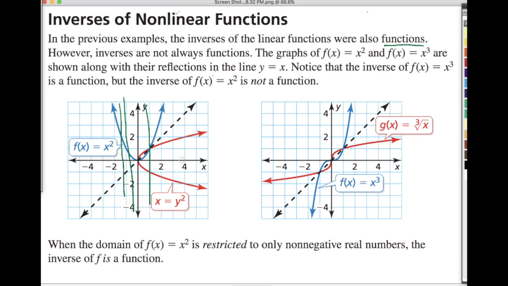However, let's take a look here at the inverse, which is in red. If I use the vertical line test, it is not a function because it passes through the graph in two different places. So let's start looking at inverses of non-linear functions. It's going to get a little complicated here. I'm sorry. I also want you to pause the video and copy down the core concept that's coming up.